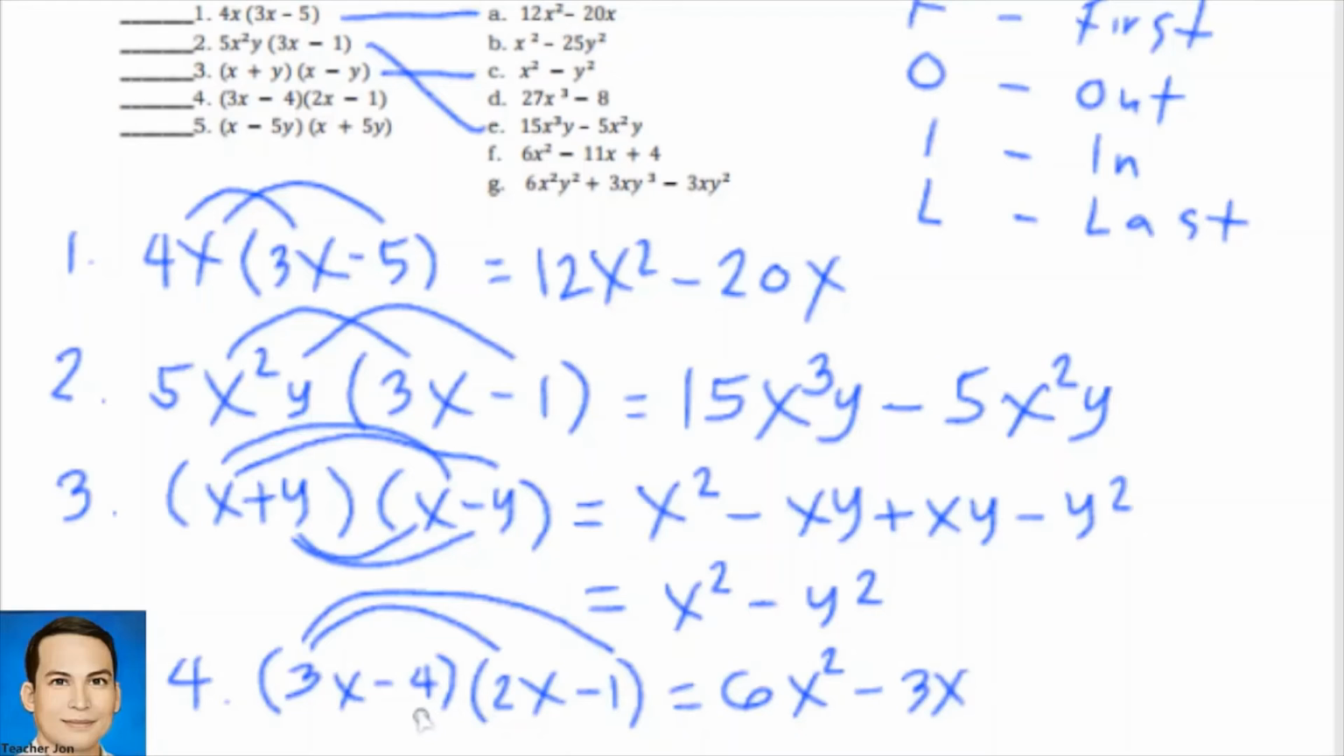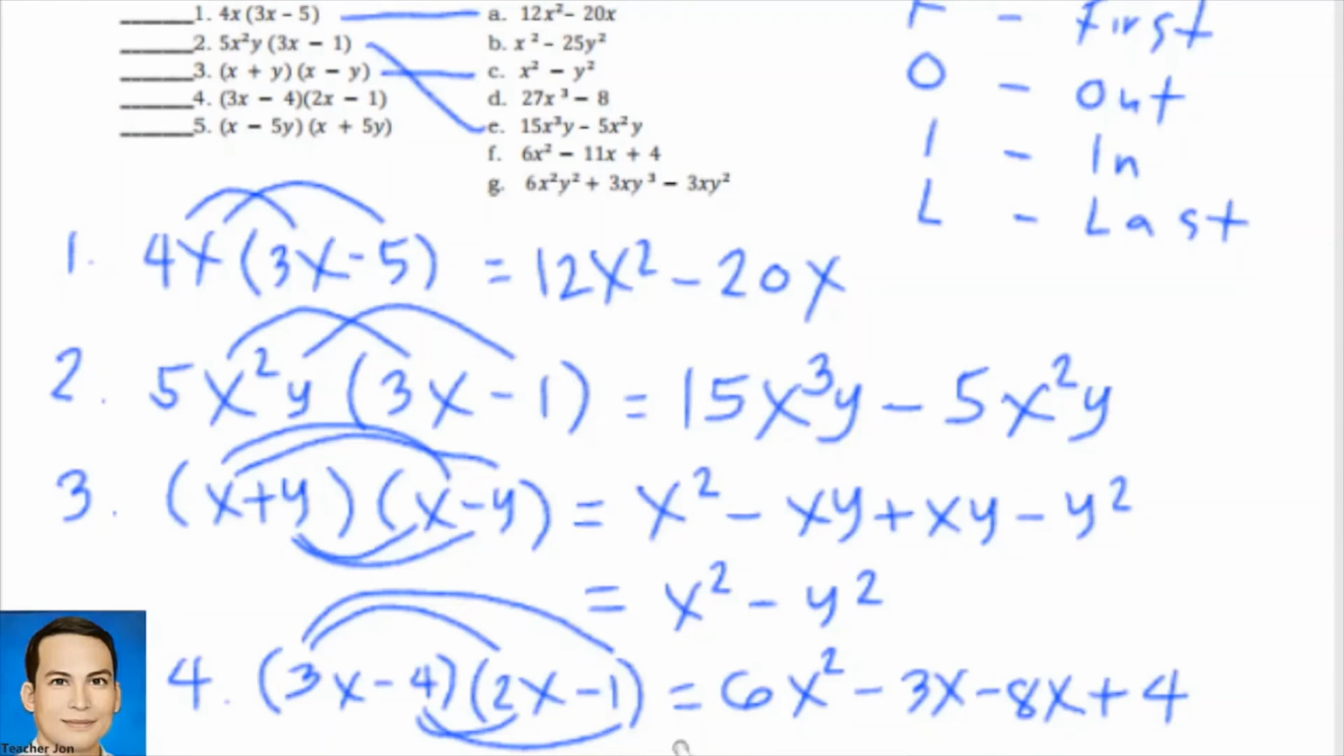For the inner or inside terms, we have here negative 4 times 2x. That is again negative. 2 times 4 is 8. Then we affix right here x. Then for the last terms, negative 4 multiplied to negative 1. So negative times negative, that is positive. So 4 times 1 is 4.